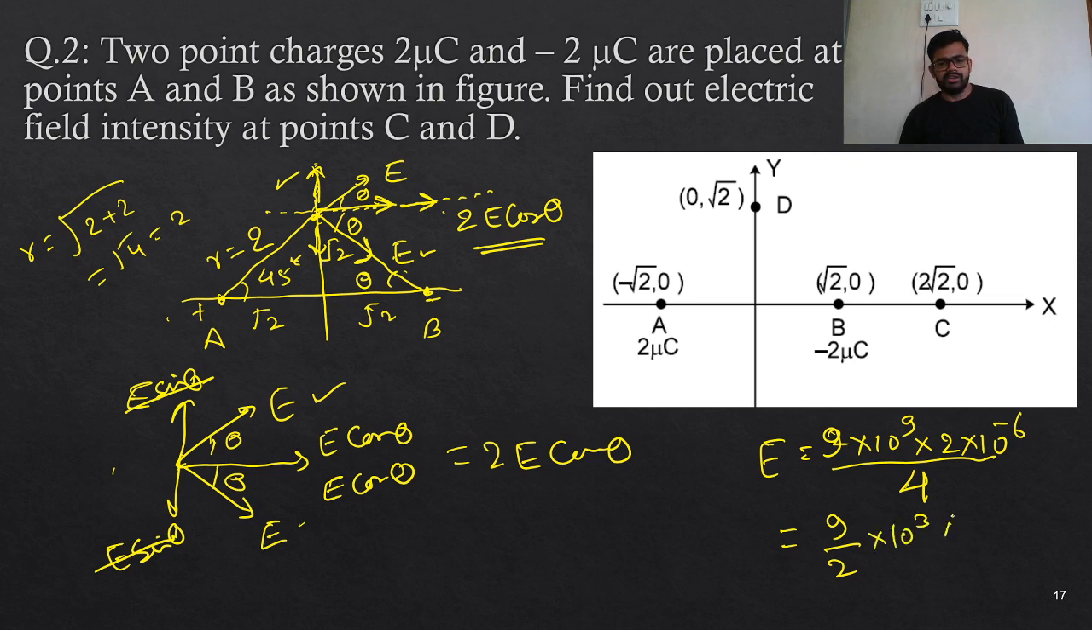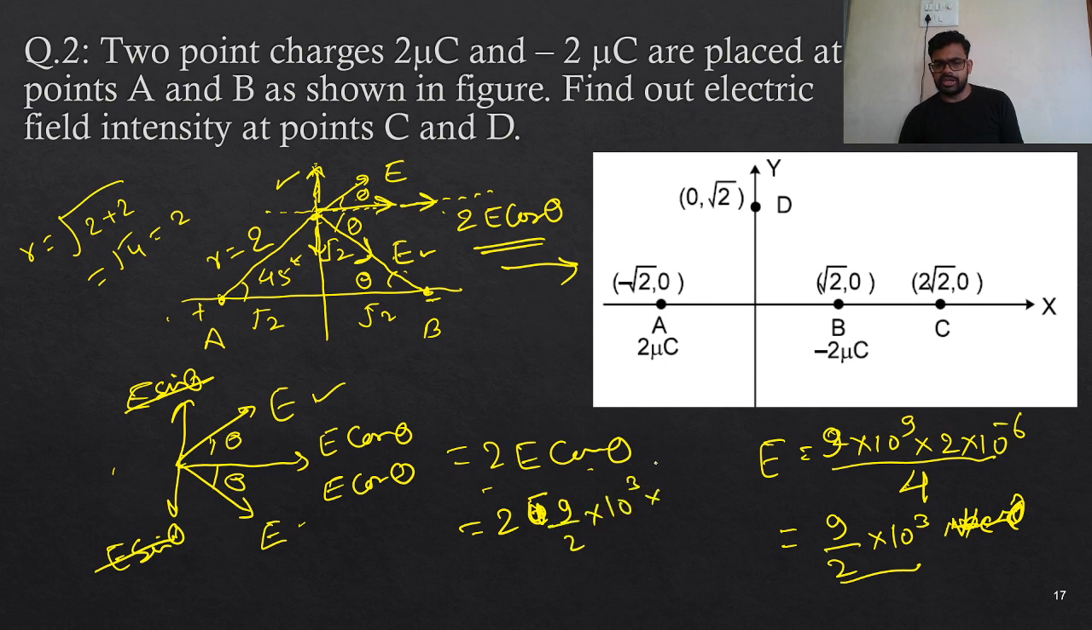In which direction? This direction is the positive x-axis, so it is i cap, Newton per coulomb. But this is E. Actually, sorry, this is just E, not i cap. So E cos theta. So 2E, where the value of E is 9 by 2 into 10 raised to 3.